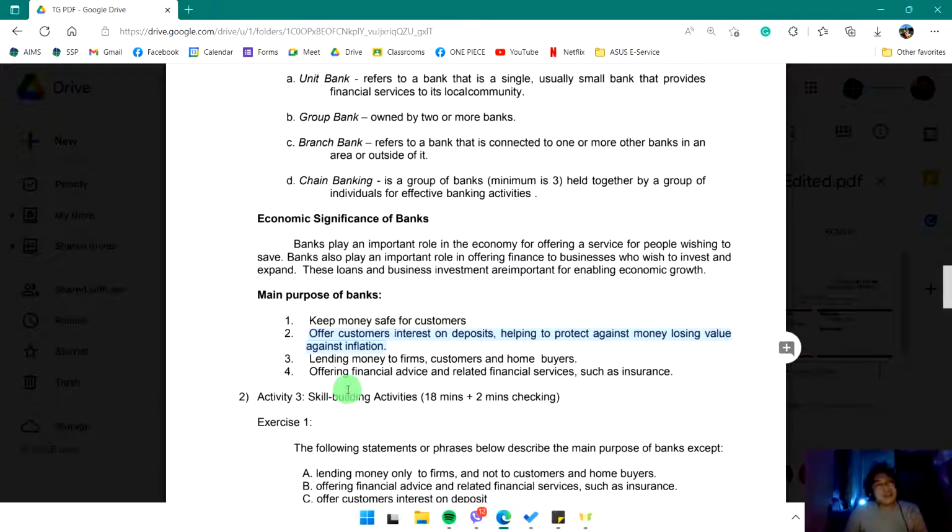So, yun nga, si BSP ang nagpapatupad ng interest rate natin. Pero nakasali pa rin yan sa banking institutions natin or sa mga banks kung paano nila i-implement yung regulation or yung monetary policy na pinapa-implement ng BSP. Lending money to firms, customers, and home buyers. Yan nga, pagbigay ng pera sa ating mga borrowers. Offering financial advice and related financial services such as insurance. So yun po yung main purpose ng mga banks natin sa Philippines.